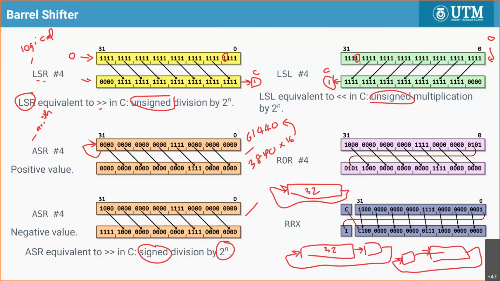So the rotate through carry can only be done once. All the other rotates and shifts can be done many number of times. You can rotate once, twice, 4 times, 10 times, no problem. But RRX, you can only do it once. Okay, any questions?